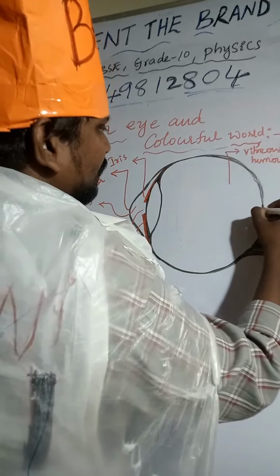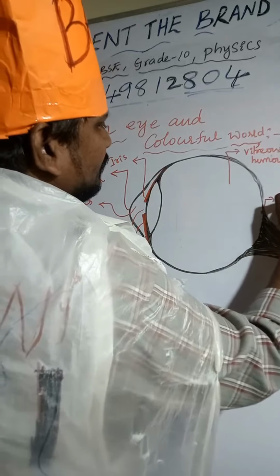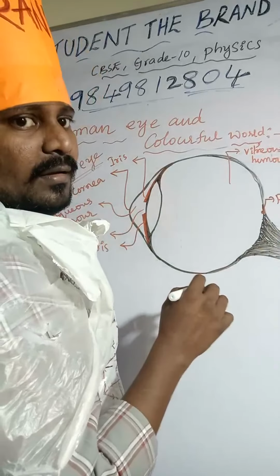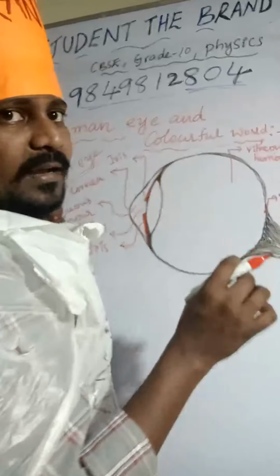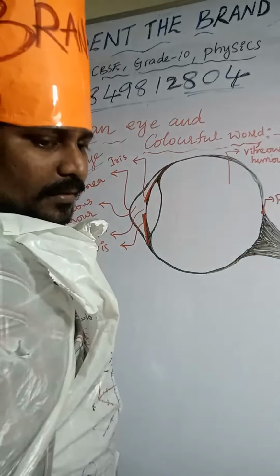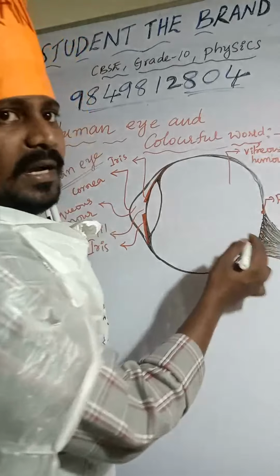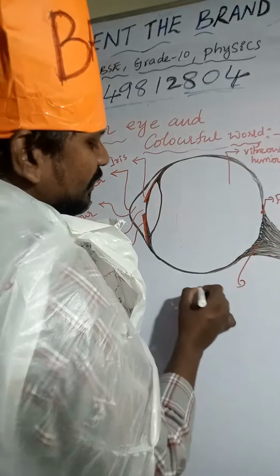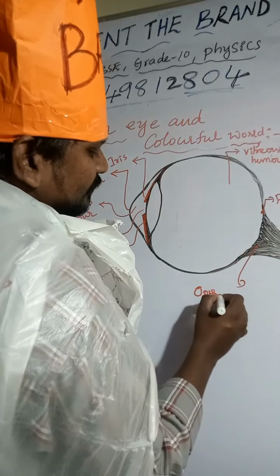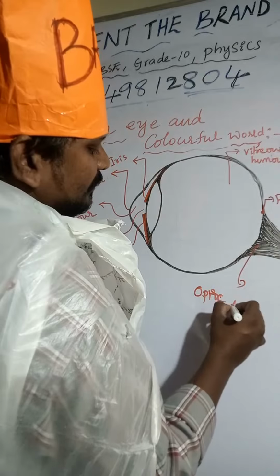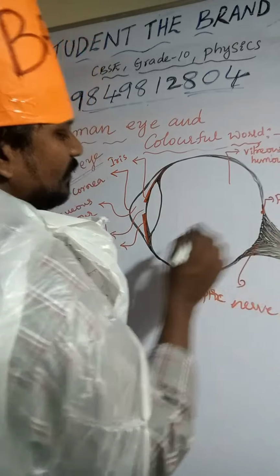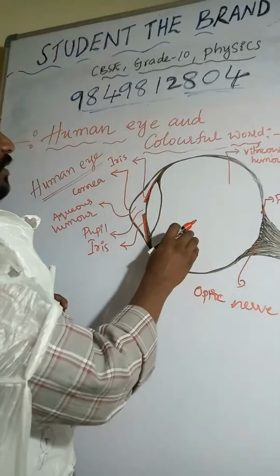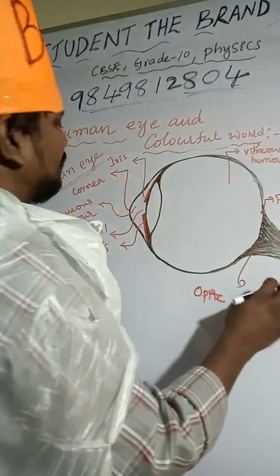And here is the retina. This portion is the retina. And in this portion, this is the optic nerve. So this is about vitreous humor, retina, optic nerve.